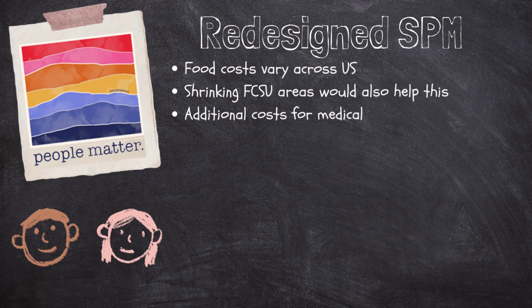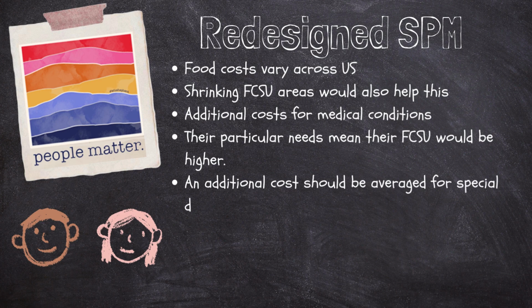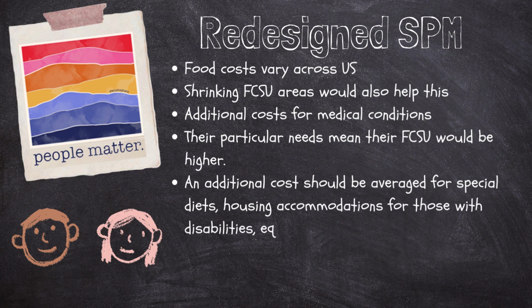Shrinking the areas in which FCSU is calculated would minimize the distortion. Additional consideration should also be given for households being measured by the SPM that contain individuals who have medical conditions that require certain goods. If an individual in a household needs a particular diet due to a condition, and those foods are more costly, their FCSU would be higher.